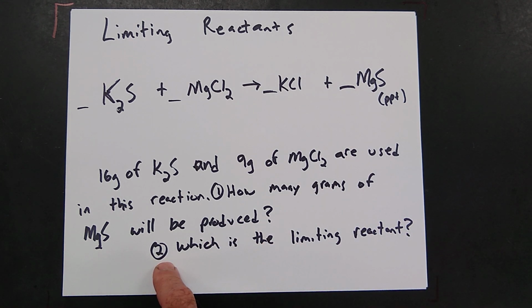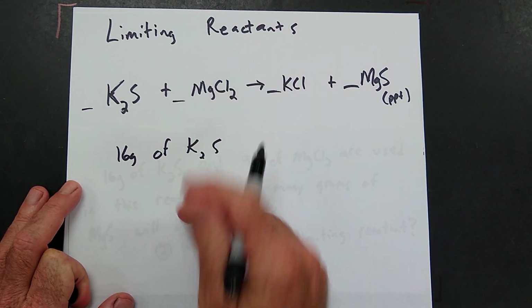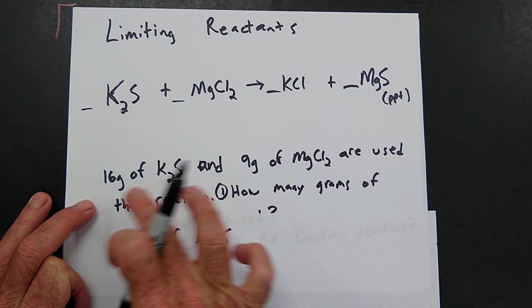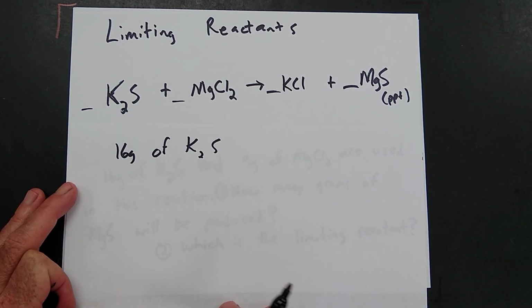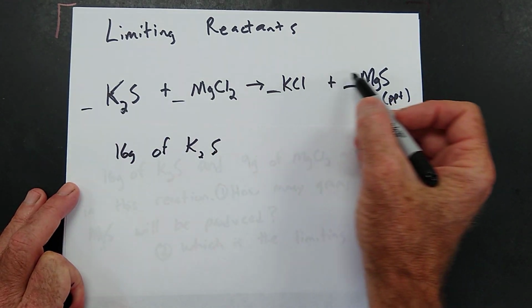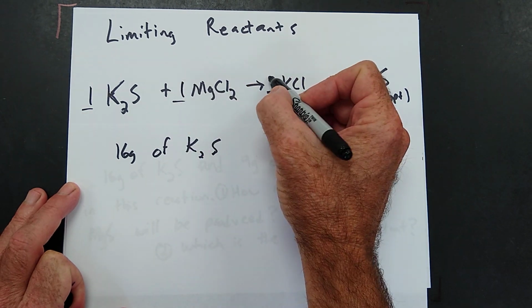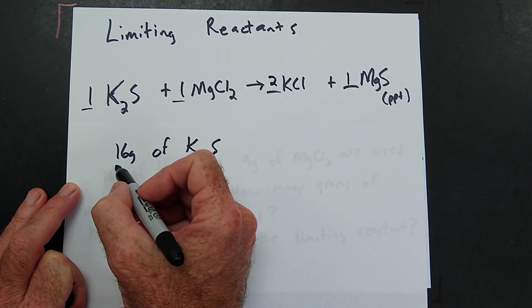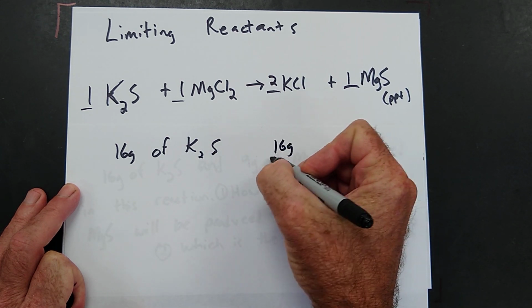We really need to figure out which is the limiting reactant first. So we have to work the problem twice. We're going to work it the first time with the 16 grams of potassium sulfide, all right? 16 grams of potassium sulfide. First we have to balance the equation, and that's going to give us a 1, 1, 2, 1. All right, 16 grams of potassium sulfide. We're going to change that to moles.